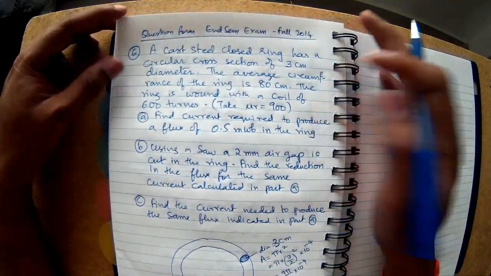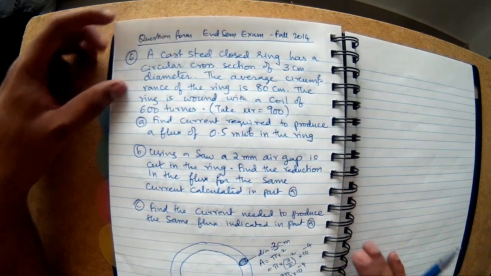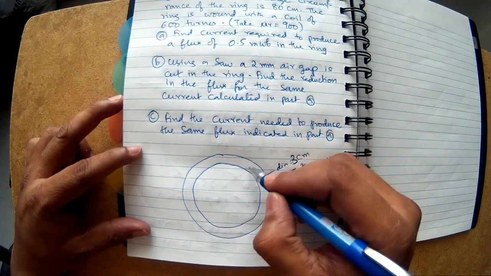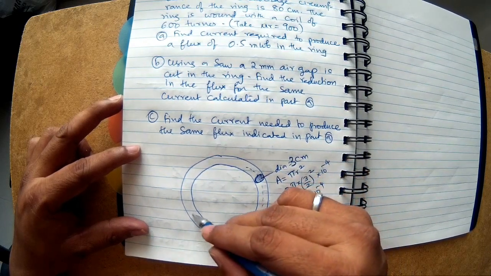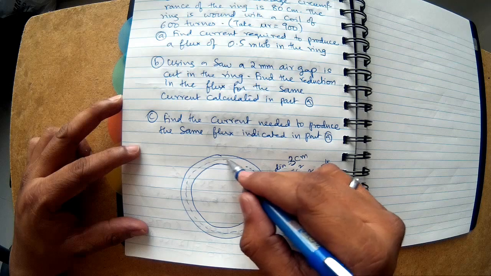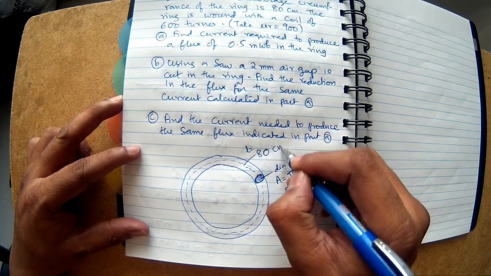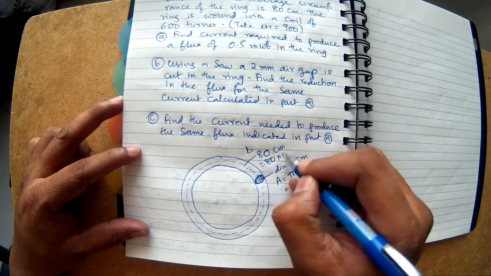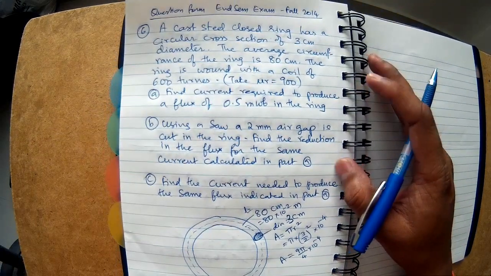Let's go back to the question. The average circumference of the ring is 80 centimeters. Average means the circumference taken from the middle. So this whole circumference, that is the length of the magnetic path, L equal to 80 centimeters, or 80 into 10 power minus 2 meters. Okay, so let's continue the question.